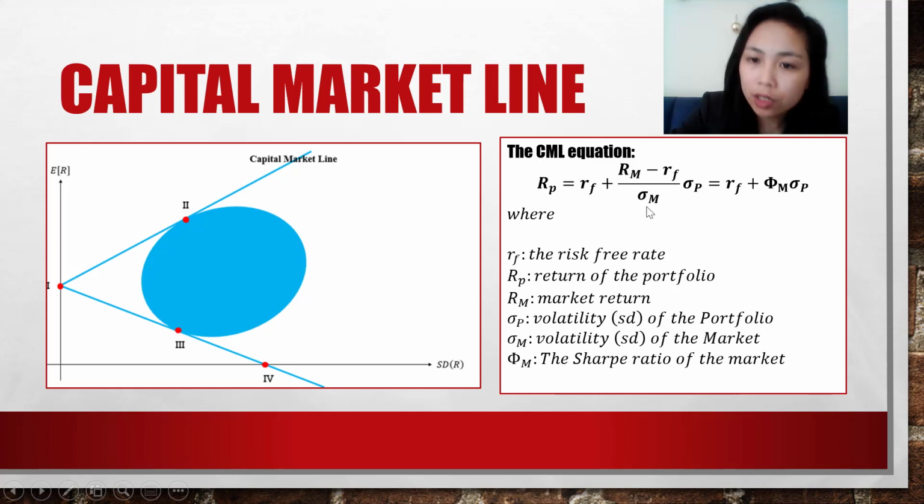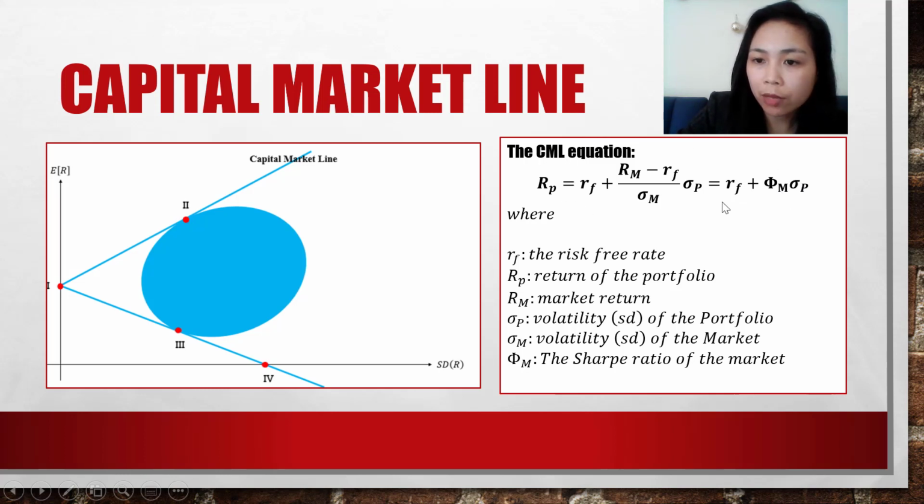And here we notice RM minus RF is the risk premium of the market portfolio, and sigma M is the volatility of the market portfolio. So we got the Sharpe ratio of the market portfolio here. So we see that the return of the portfolio is equal to the risk-free rate plus the Sharpe ratio of the market times the volatility of the portfolio.